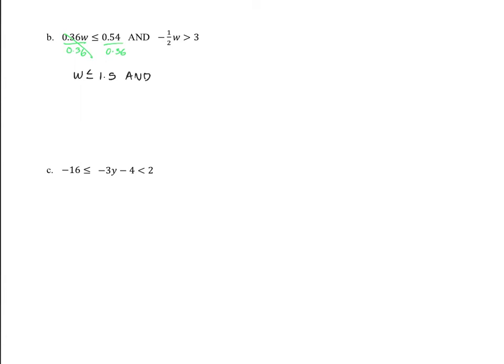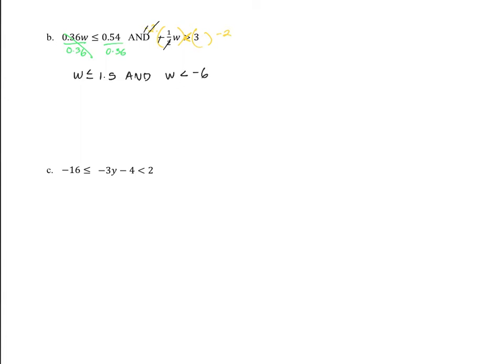Alright, let's look at this problem. Ooh, we're multiplying by a negative. So, I'm going to multiply both sides by a negative 2. And when I do that, I need to switch the sign. On this side, the negative cancels with the other negative, and the 2 cancels with the 2 in the denominator. And I'm left with W is less than negative 6.